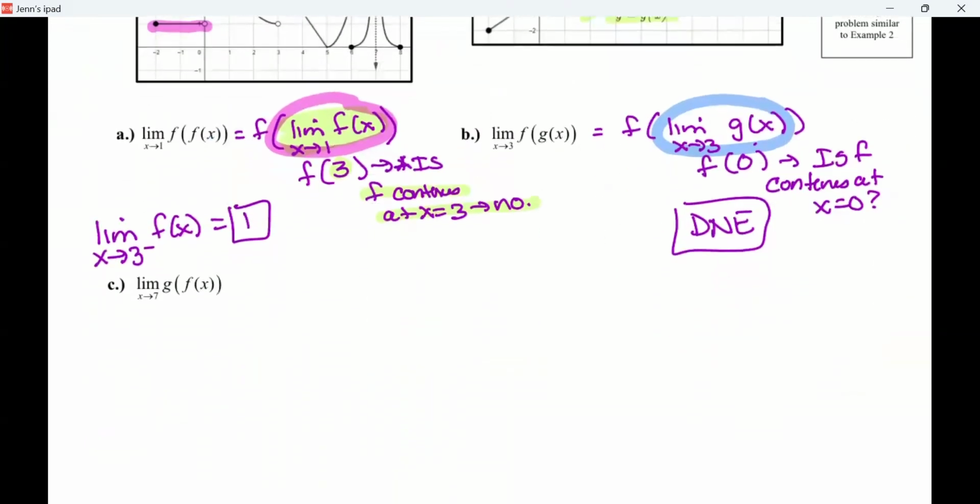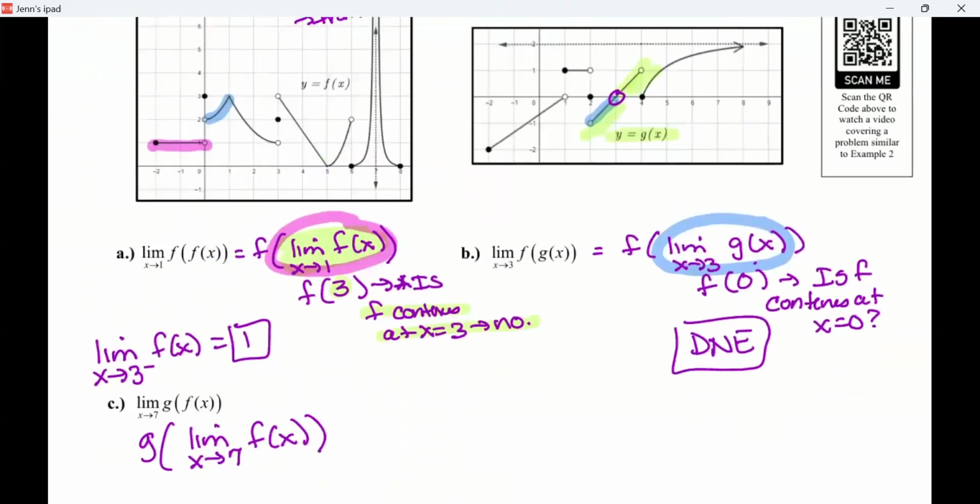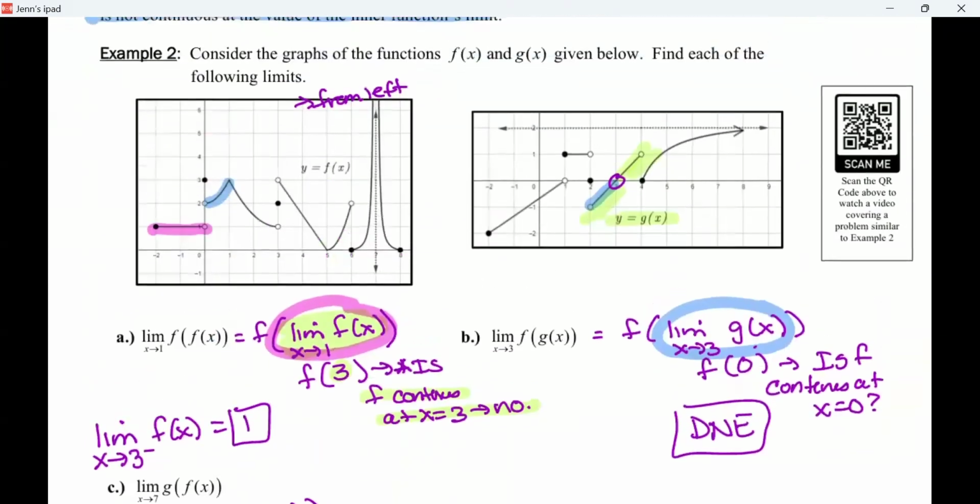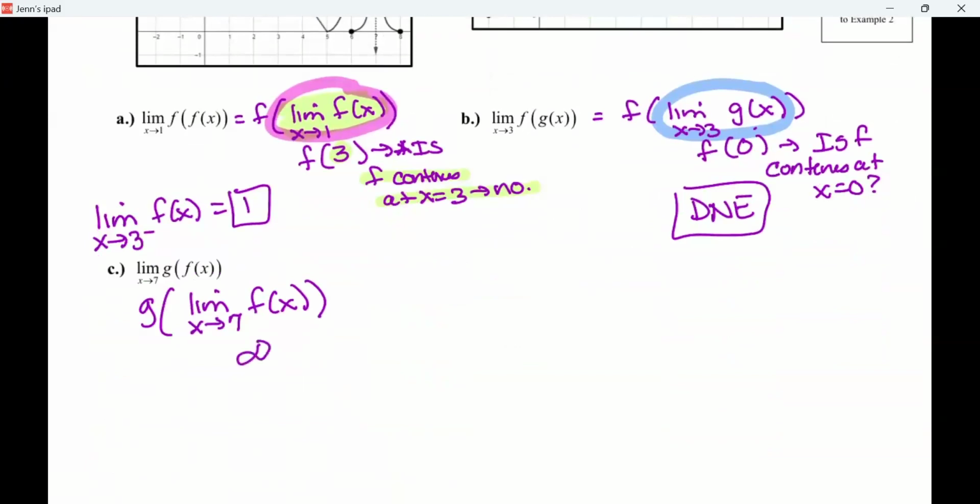So now let's take a look at the limit as x approaches 7 of g of f of x. So I have g of the limit as x approaches 7 of f of x. Again, I'm going to start with that inner function, the limit as x approaches 7 of f of x. Notice you have a vertical asymptote at x equals 7. So I know that limit is infinity.